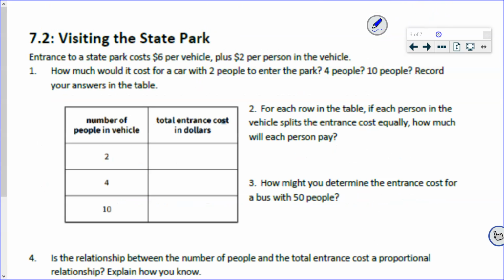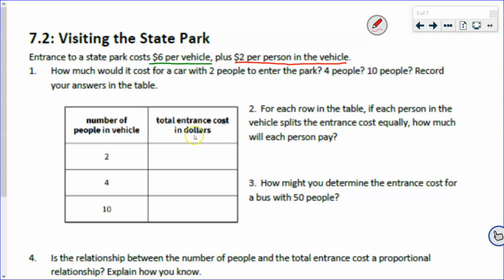Visiting the state park. Entrance to a state park costs $6 per vehicle, plus $2 per person in the vehicle. There's some information that we haven't dealt with before. It costs $6 per vehicle plus $2 per person that is inside of that vehicle.